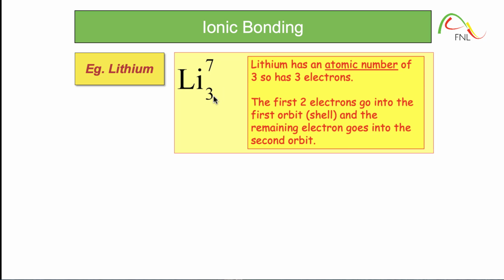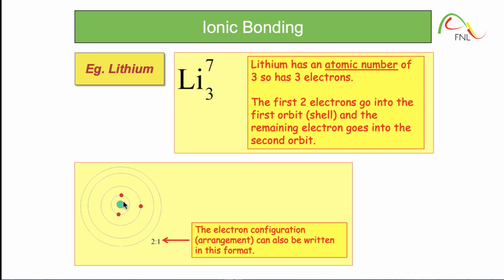Now as you know, the first 2 electrons go in the first orbit or energy level. As we can see here, there's 1, 2 in the first orbit, and the remaining 1 electron goes in the second orbit. So it's got 3 electrons, you fill up the first one first, as one would. So we've got 2 there, the third electron goes to the next orbit here. Now electron configuration, as we call it, or arrangement, can also be written in this format, 2, 1. 2 means there's 2 electrons in the innermost orbit and 1 in the outermost. I sometimes use this because I'm rubbish at drawing circles. It's up to you though what you choose to use.